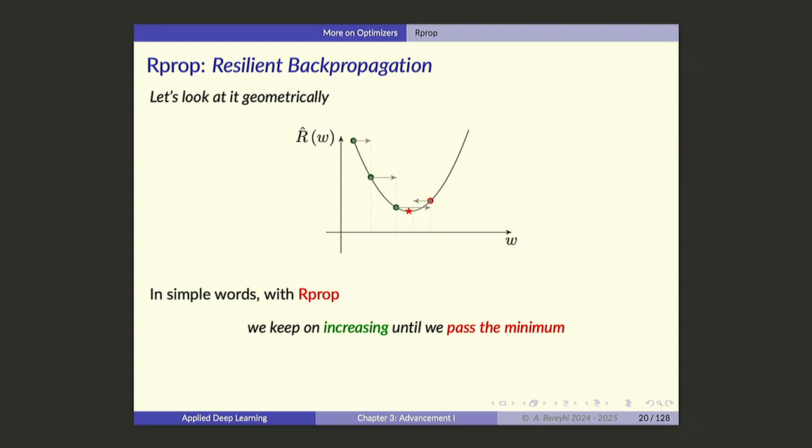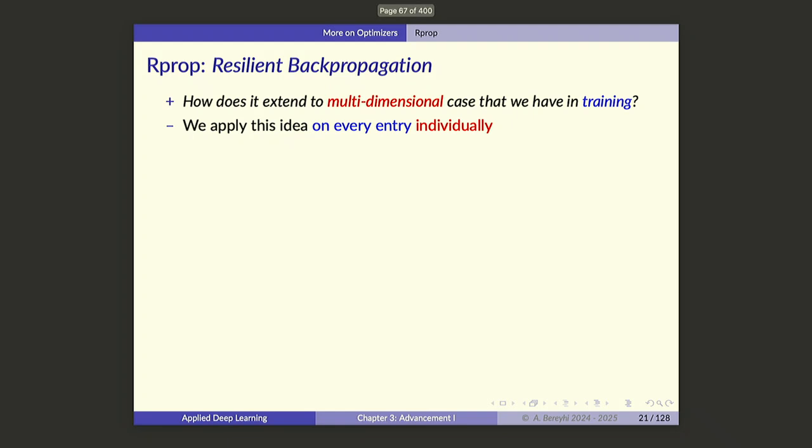Everybody's clear? So this was the idea, and we're doing it in only one dimension, but what if we have a very long vector? Basically, we can do it on every single entry. So you get your whole gradient. For every gradient, you compute the sign, you compare the sign with the previous one, and you do the update of your learning rate exactly with the way that you did in the previous slide.